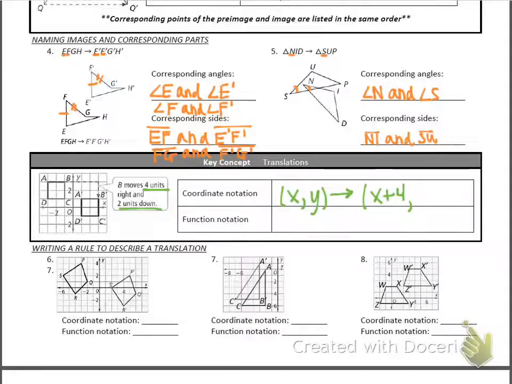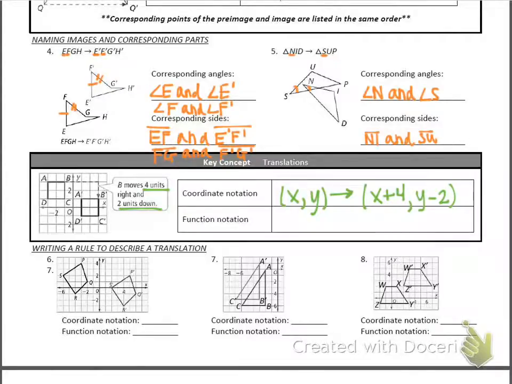What about the y? The y moved down 2 units. So when we're moving down, is that adding or subtracting? Subtracting. So that's your coordinate notation. This is telling you that for every point x comma y, my x, I add 4, which means 4 to the right. And with y's, I subtract 2, which means down 2. Okay? Not too bad? So anytime you see something in coordinate notation, all it is telling you is how the coordinates are moving.